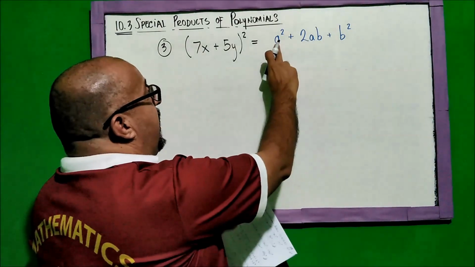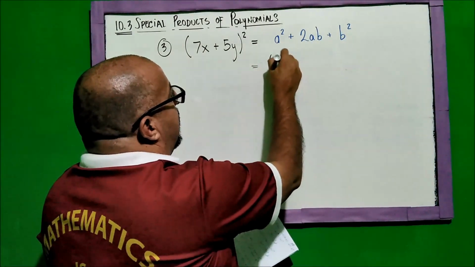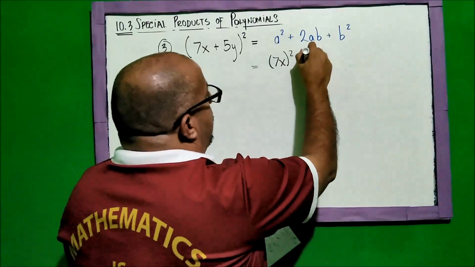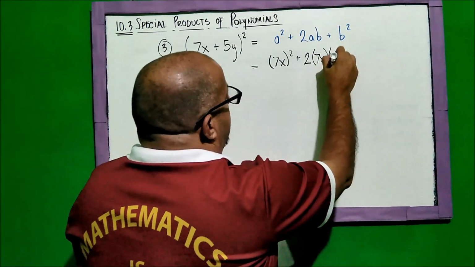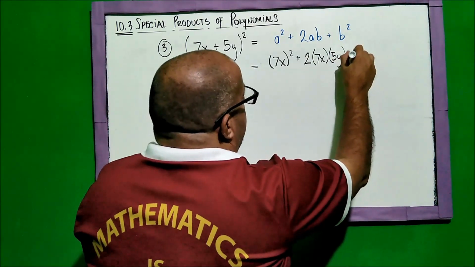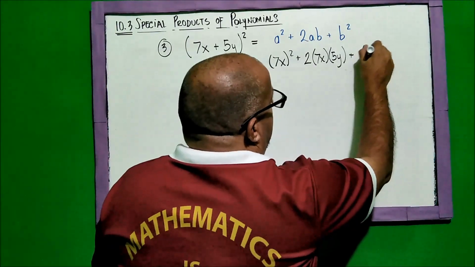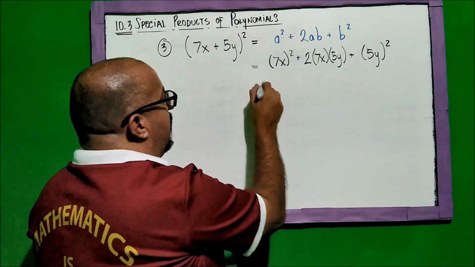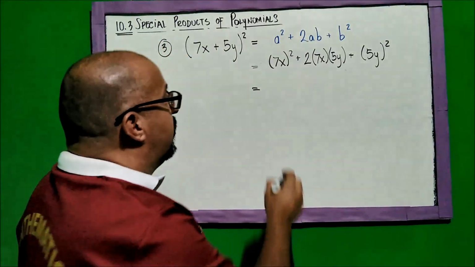Who is going to be a? 7x. Then what we have is 7x to the second power. 2ab is going to be 2 multiplied by 7x, and this multiplied by 5y. And b squared will be 5y to the second power. Once we complete the format, we start simplifying the expression.